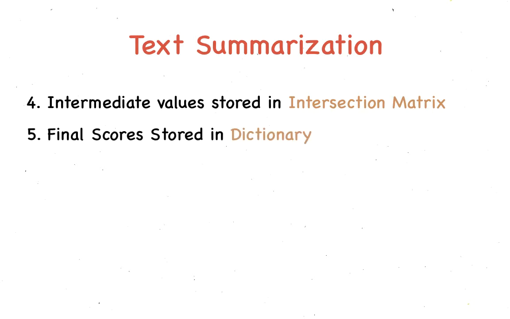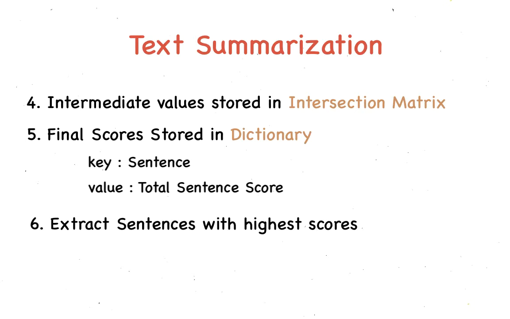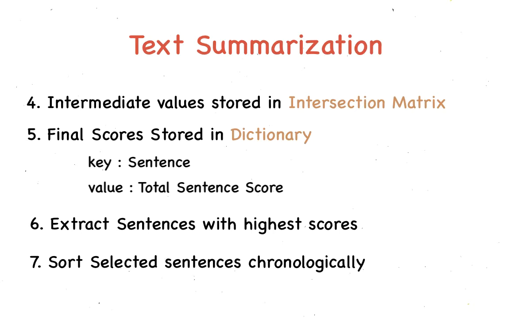We then compute the final scores and store them in a key value dictionary, where every key is the sentence and every value is the sum of intersection values with the sentence, that is the final score. From every paragraph, we extract the sentences with the highest score. And finally, we sort the selected sentences in the order of appearance in the original text to preserve context and meaning. And like that, you've generated a summary for the original text.